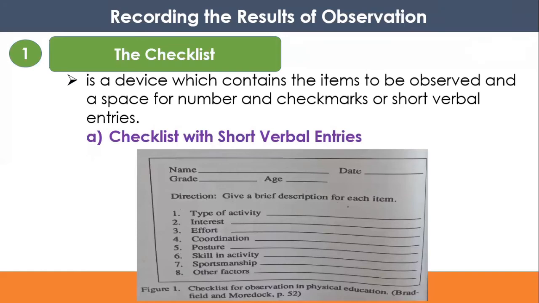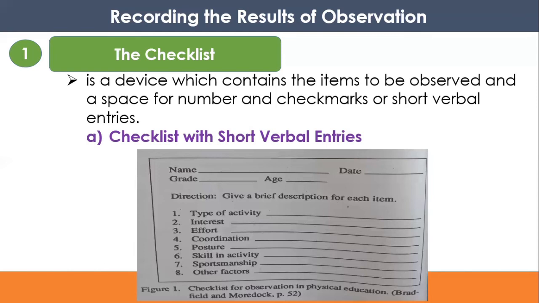So one example of a checklist would be a checklist with short verbal entries. So suppose a boy is to be observed in physical education, okay? So the items to be observed are listed down, to be followed by a short verbal description of each item, as you can see in figure 1. Now, as you can see in figure 1, it illustrates a checklist for observation in physical education. This is according to Bradfield and Murdoch, page 52. So as you can see on the sample checklist, you have there the name of the student under study, the grade, the age, and the date. So you have their direction: give a brief description for each item.